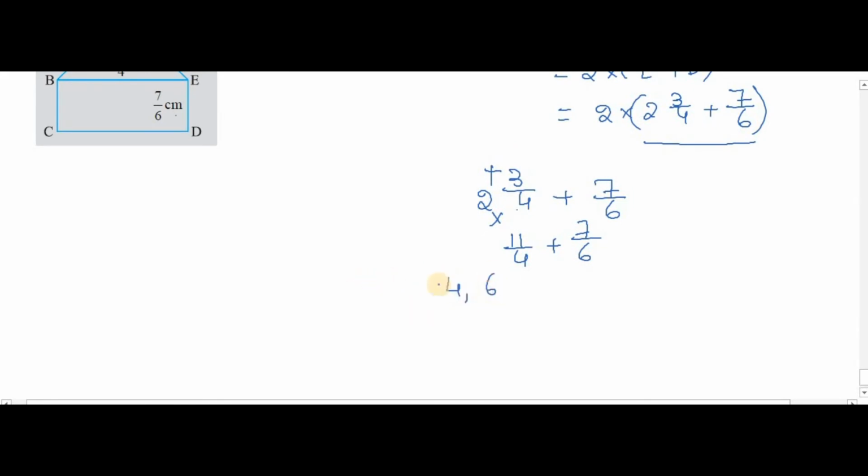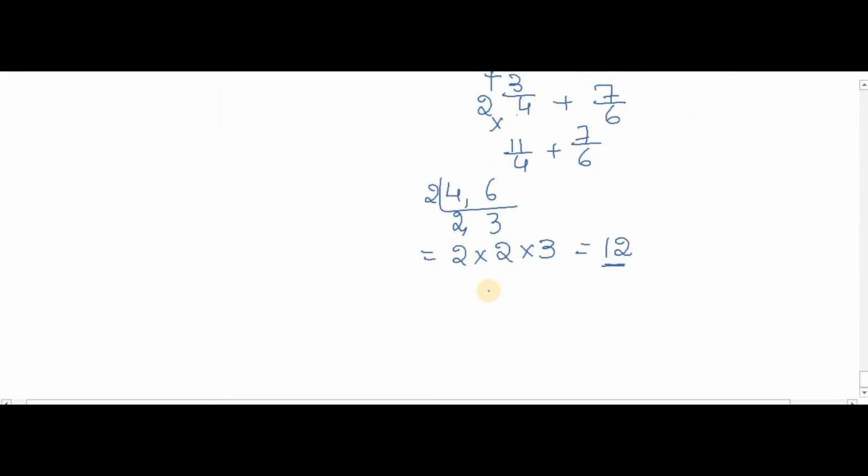Now 4, 6. 2 twos are 4, 2 threes are 6. As we all know that 2 and 3 are prime numbers, we can stop doing LCM. 2 into 2 into 3 is 12, so my denominator is going to become 12. In the 4 table when do I get 12? Yes, 4 threes are 12. Whatever I do in the denominator, the same thing I should do in the numerator also. In the 6 table, 6 twos are 12.